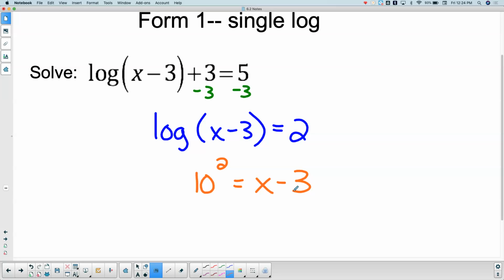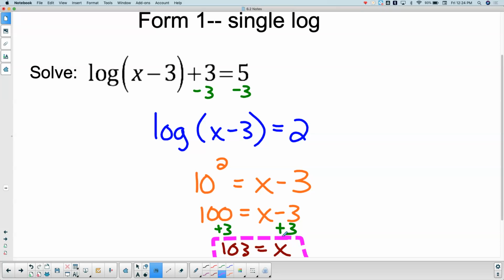10 squared. Ten times 10? 100. Add 3. And I get 103 equals x. 103 minus 3 is 100. Log of 100 is 2. 2 plus 3 is 5. And there is my answer.